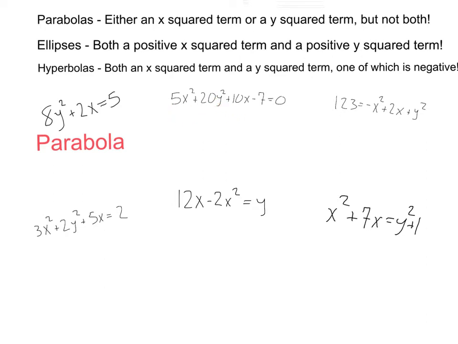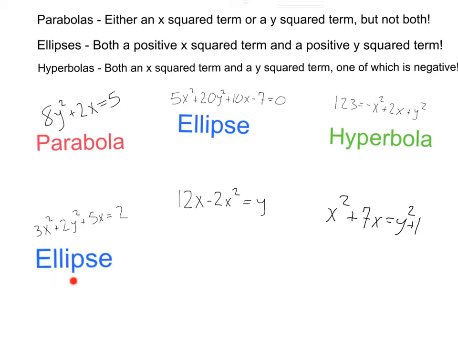an ellipse. Moving on, we've got 123 equals negative x squared plus 2x plus y squared. This time, I have a negative x squared term and a positive y squared term, so this is going to be a hyperbola. 3x squared plus 2y squared plus 5x equals 2, a positive x squared term and a positive y squared term. And that's going to be an ellipse.